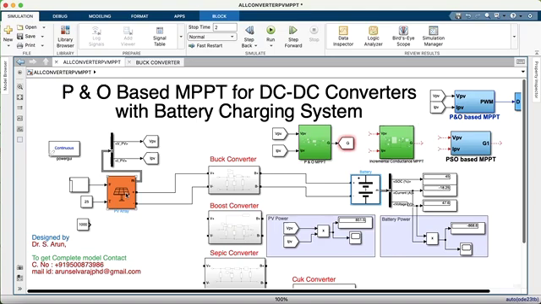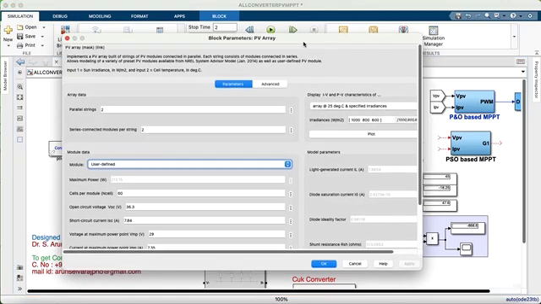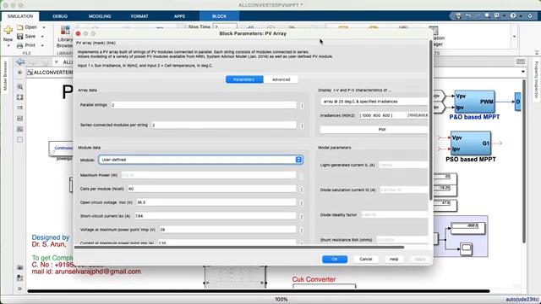To understand the maximum power point from the PV panel, we must understand what P&O is. P&O is nothing but the perturb and observe methodology, used to extract the maximum power from the PV panel. It is also known as the hill climbing method because it is climbing the power curve to reach the maximum power point.